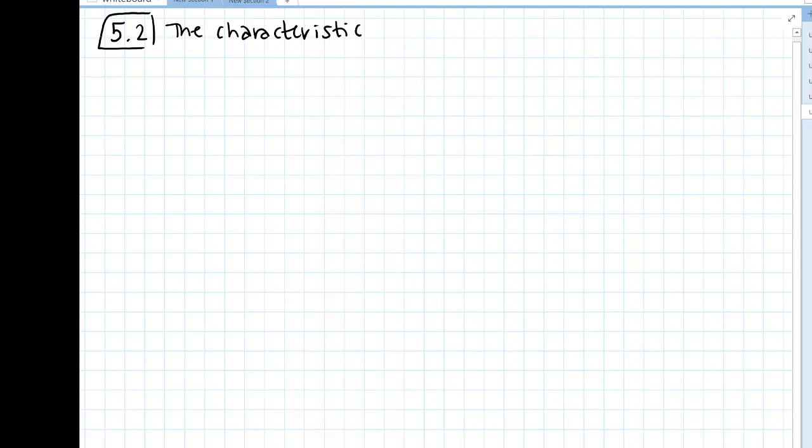So we're still currently in section 5.2 of your book, which is called the characteristic equation.